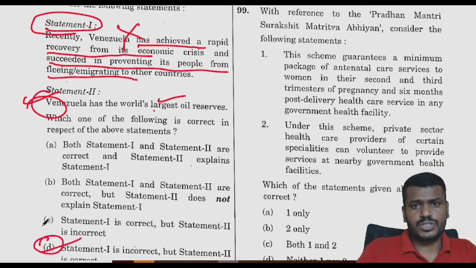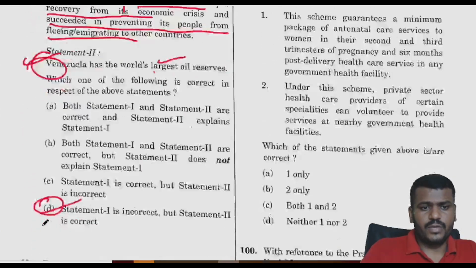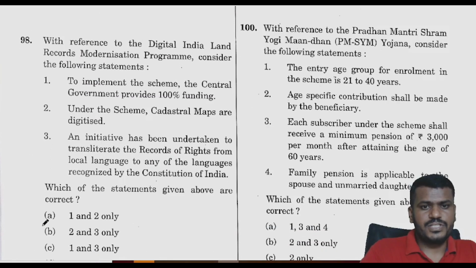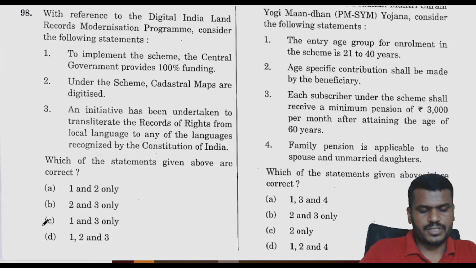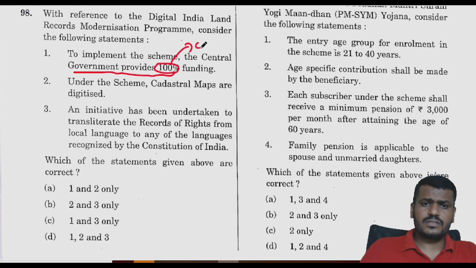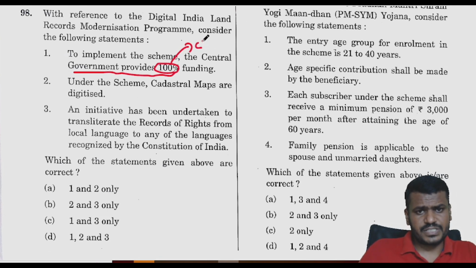Again, a current affairs question, this one. You need to remember. Next, Digital India Land Records Modernization Program, consider the following statements. It is a program made by the Government of India, and to implement this scheme the central government provides 100% funding. No, it is a state and central sponsored scheme, meaning the state and central governments share it. So that's why it is not funded 100% by the central government. Remember this. You can eliminate this answer.